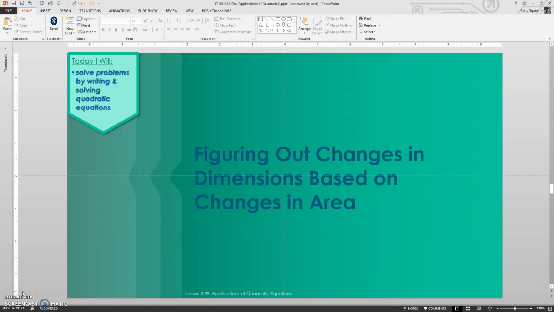Hey there, this is the last type of problem that we're going to be working with. I didn't really know what to call it, but what we're essentially doing in this particular type of question is we are trying to figure out how the dimensions of a rectangle changed when we know what the change in the area is. So let's take a look at an example, and maybe it'll make a little bit more sense that way.